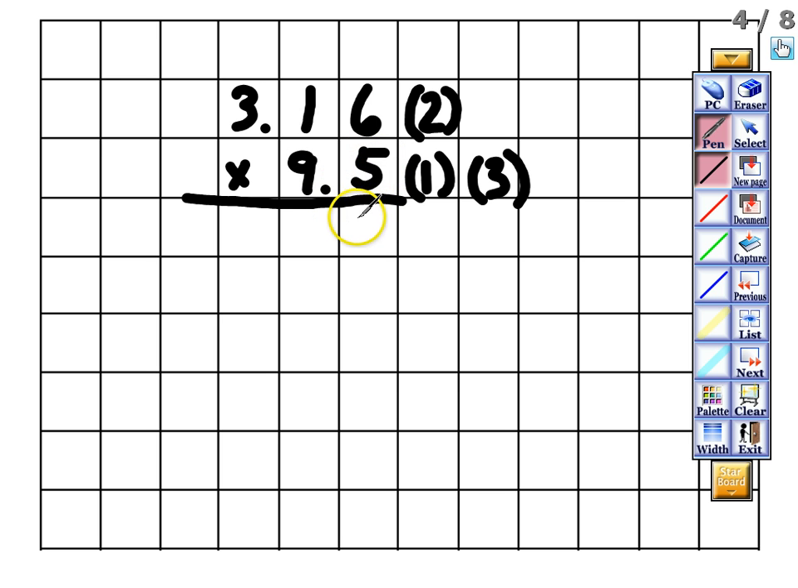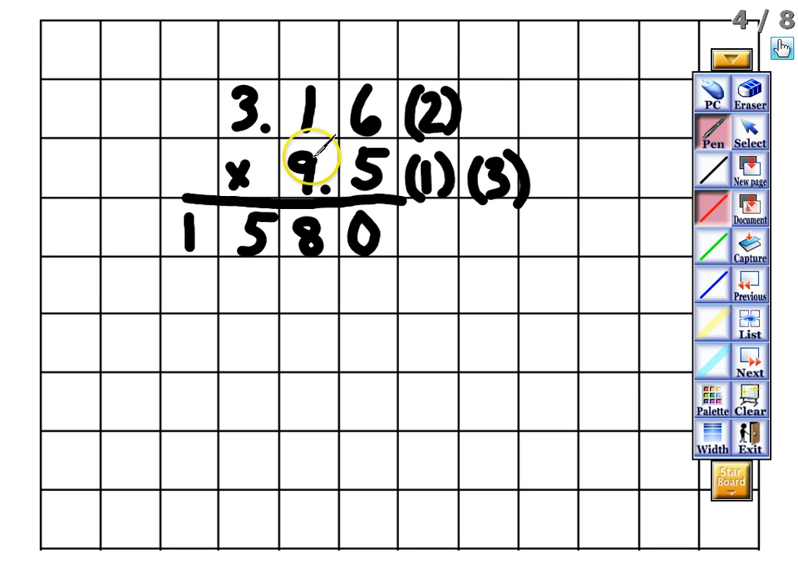5 times 6 gives me 30. Put my 0 here, carry the 3. 5 times 1 is 5, plus 3 is 8. Multiply 3 and 5 is 15. And like I've said before, you need to know these basic facts right off the top of your head, and if you don't, you need to practice them.